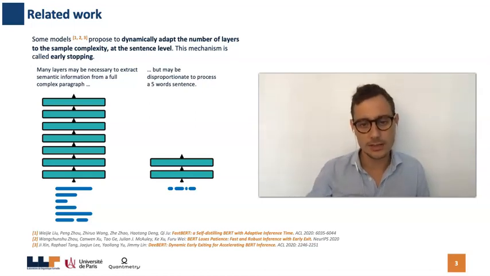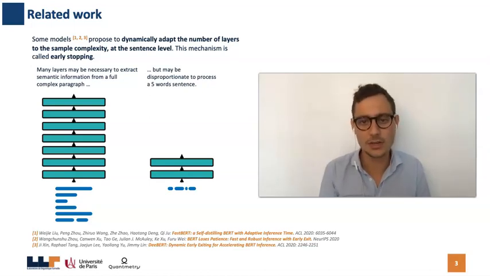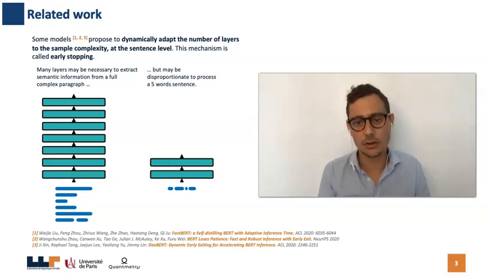Some models, such as FastBERT or GBERT, propose to dynamically adapt the number of layers to the sample complexity. They pair each layer with a classifier. At each layer application, the classifier decides whether the model passes the features to the next layer or directly returns the current state. This mechanism is called early stopping.